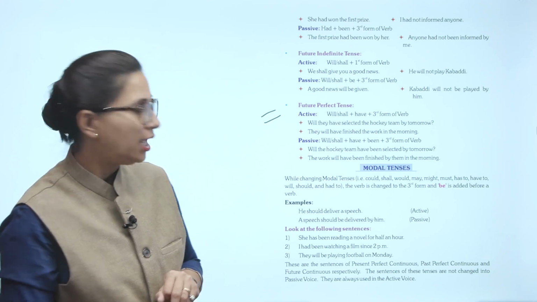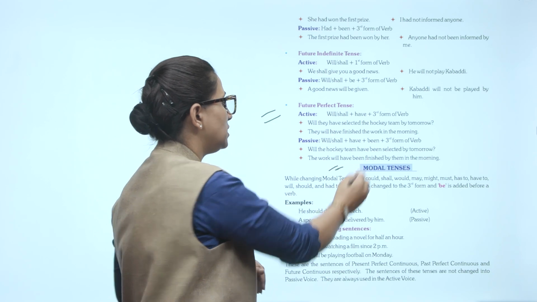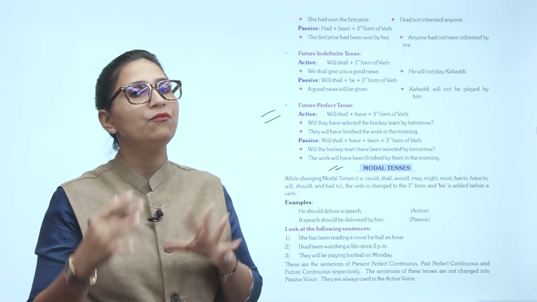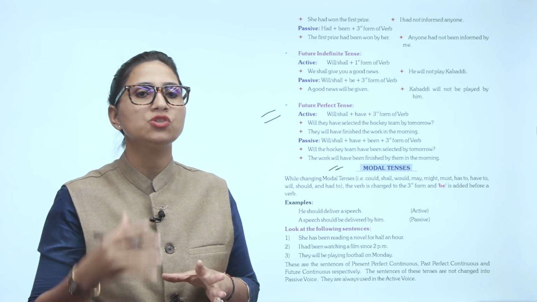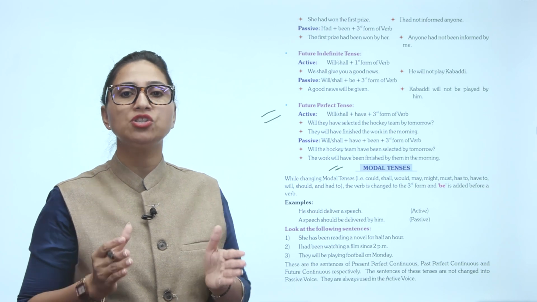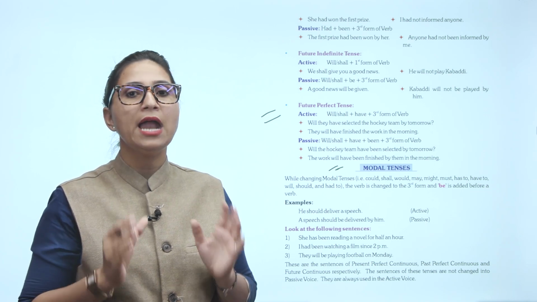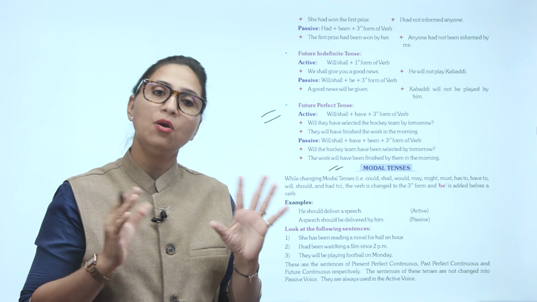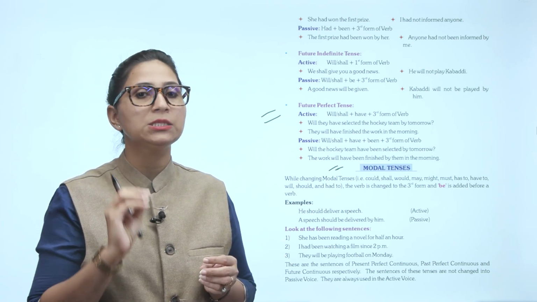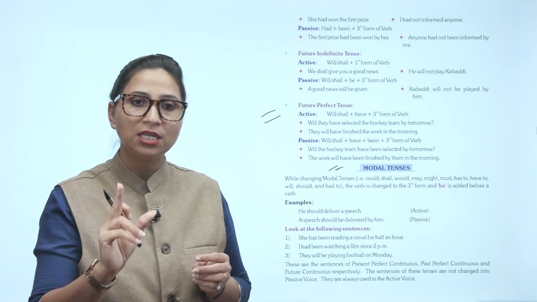So next is modal tenses. While changing modal tenses, could, shall, would, may, might, must, has to, have to, will, should and had to, the verb is changed to the third form and be is added before a verb. Example: he should deliver a speech. So it is active voice.